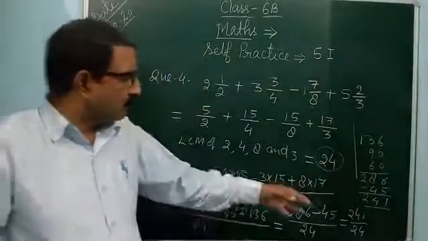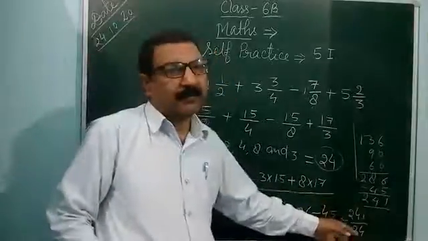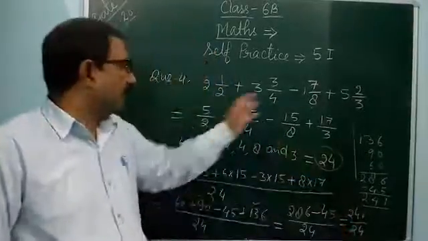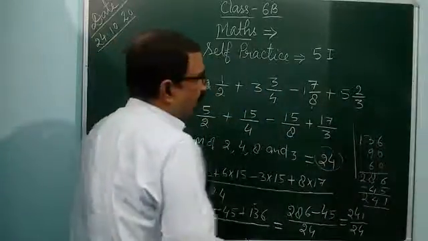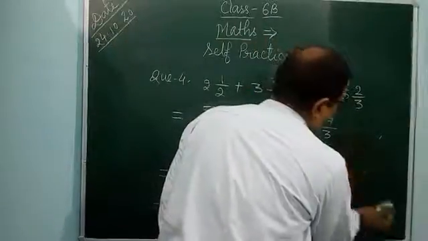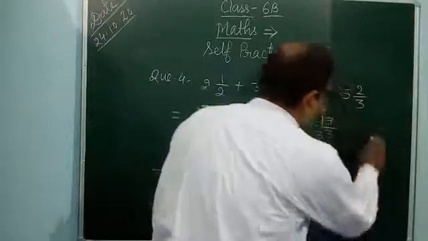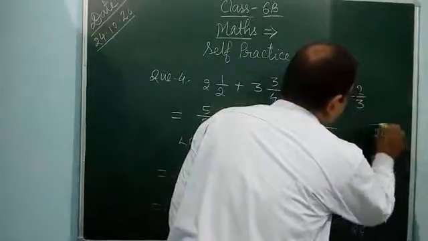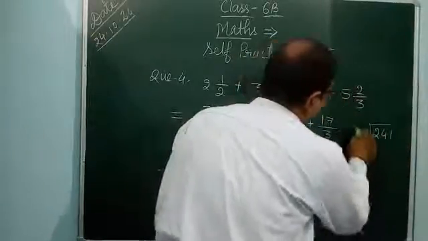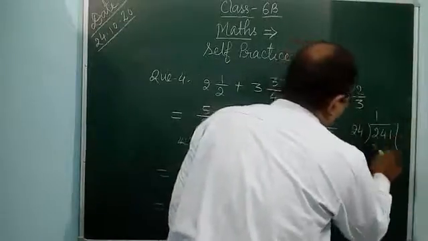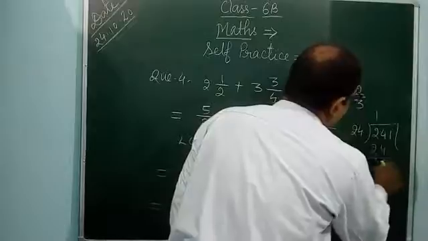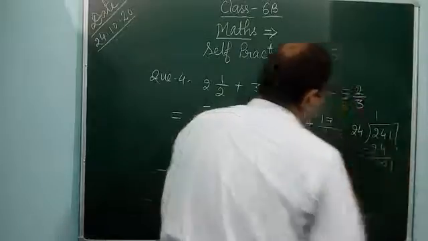So you change the result improper fraction into mixed number, mixed fraction. So you divide 241 by 24. You divide 241 by 24. You can see 24 1 ja 24, 0, 1 here.